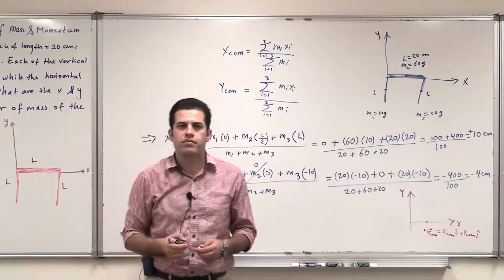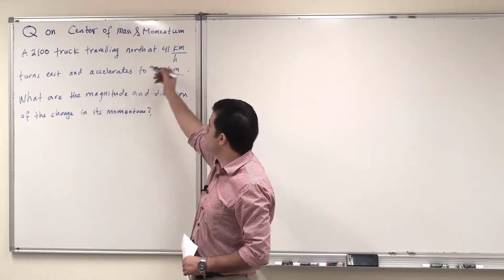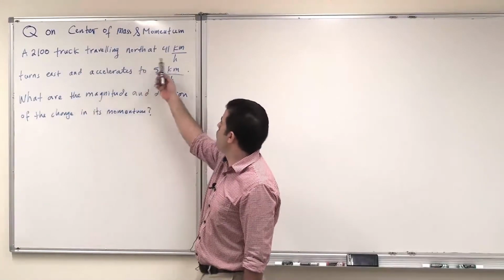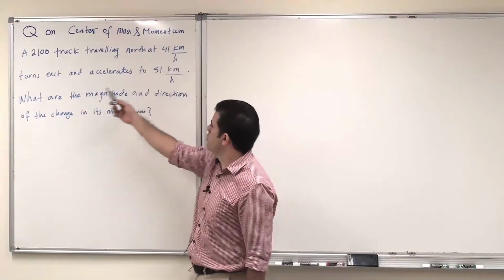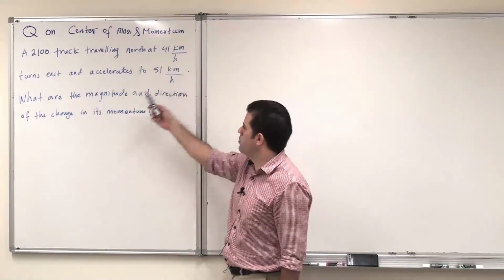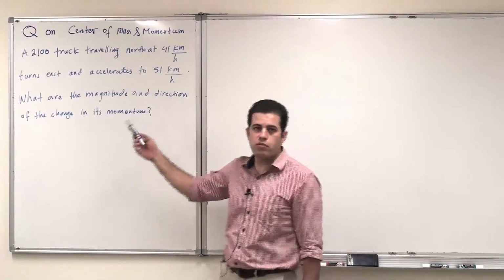Thank you. Assalamu alaikum. This question is on center of mass and momentum. A 2,100 kg truck traveling north at 41 km per hour turns east and accelerates to 51 km per hour. What are the magnitude and direction of the change in its momentum?